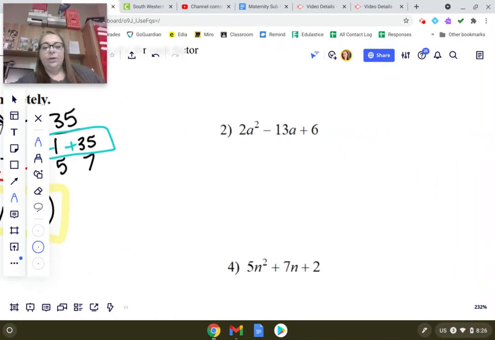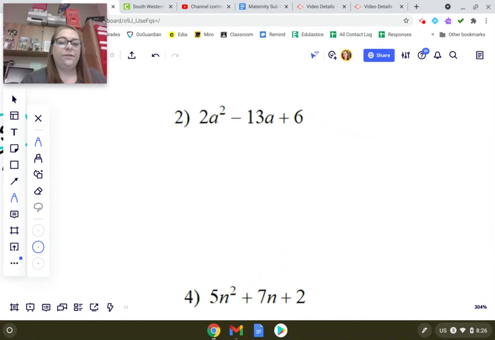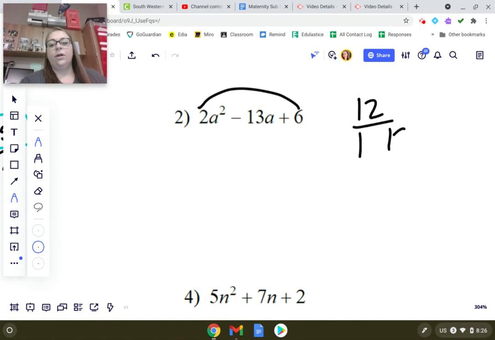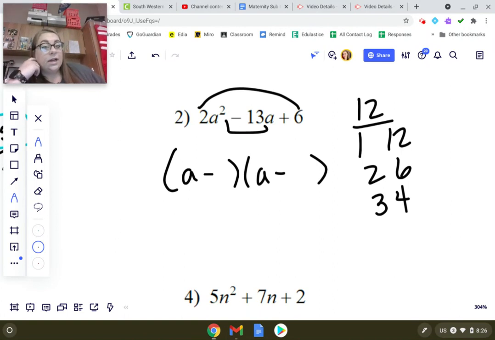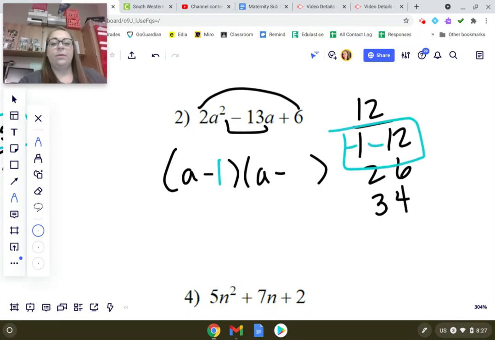All right, number 2. Okay, first things first, multiply first and last. So 2 times 6 gives me 12. Factors of 12, I got 1 and 12, 2 and 6, 3 and 4. Our goal is to get negative 13. Okay, I've got a negative, then a positive. So that means I'm going to have a minus something, a minus something. The only thing that gets us negative 13 is 1 and 12, where they're both negative. So minus 1, minus 12.